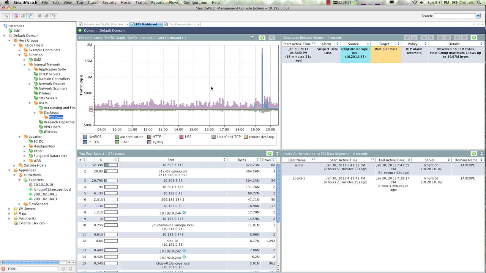This dashboard is designed to give us report-level statistics for what's going on relating to our PCI zones. Here we can see data moving into and out of our PCI zone. Just to the right, we find alarms that are affecting our PCI zone. So in this case, we see that there's a suspect data loss alarm associated with one of the hosts in our PCI zone. Here, they've uploaded a greater amount of data out of the zone than we would normally have expected.